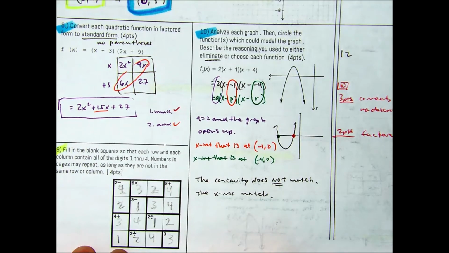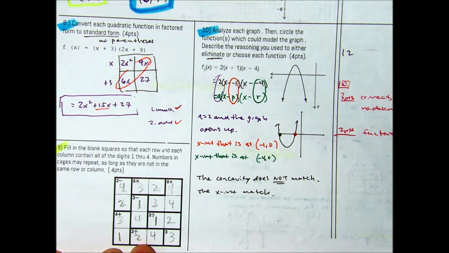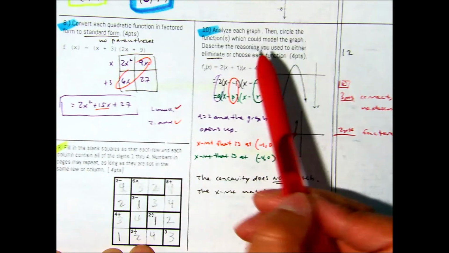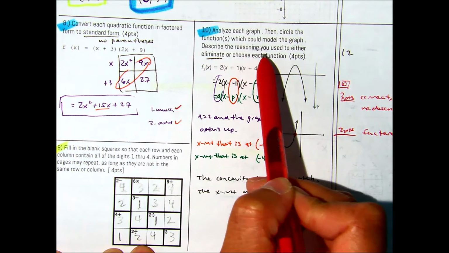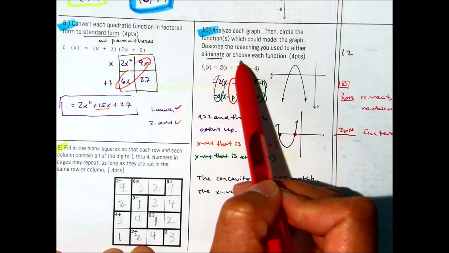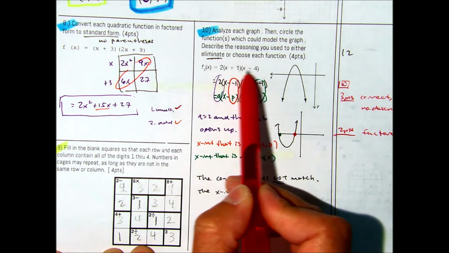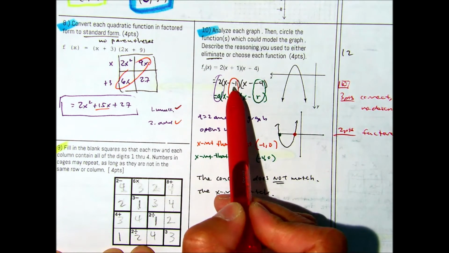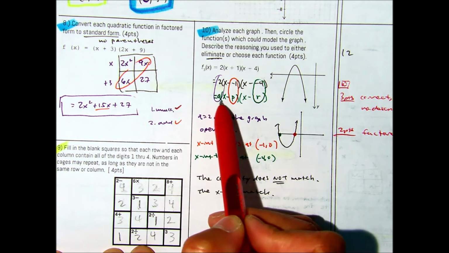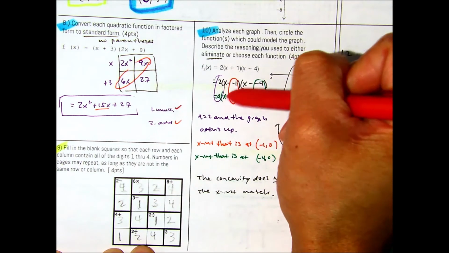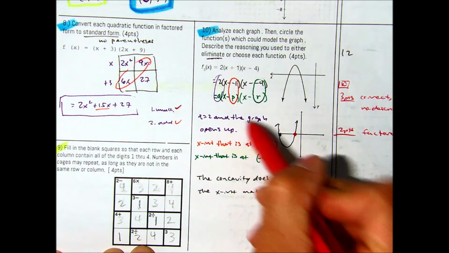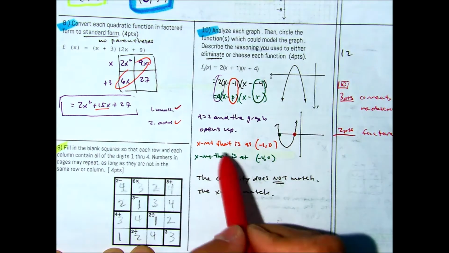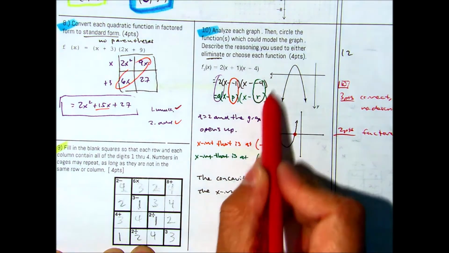Same exact question from the previous quiz. Analyze each graph, then circle the function which could model the graph. Describe the reason you could either eliminate or choose the function. Here you have factored form. I have the pluses. I change them into minuses. I wrote factored form above it. A value is 2, which means it's going to open up. There I wrote in purple. Red, I have an x-intercept of -1 and x-intercept of -4.